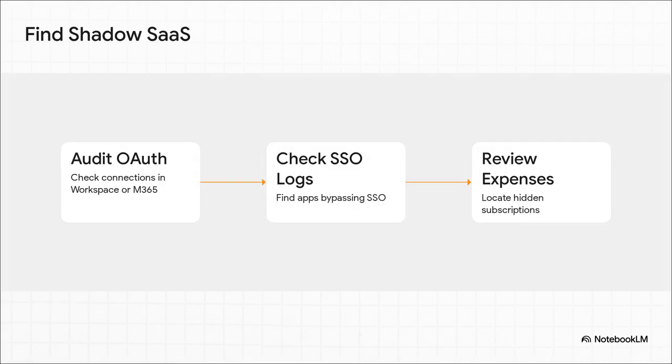And to clean up that shadow SaaS problem we talked about earlier, here is exactly how the guide recommends finding it. First, audit the third-party OAuth connections in your core hubs, like Google Workspace or Microsoft 365. Second, check your single sign-on logs. If an app isn't going through SSO, it's completely unmanaged. And third, honestly, the easiest trick in the book, review the expense reports. If employees are expensing random software subscriptions, well, you've just found your shadow IT.